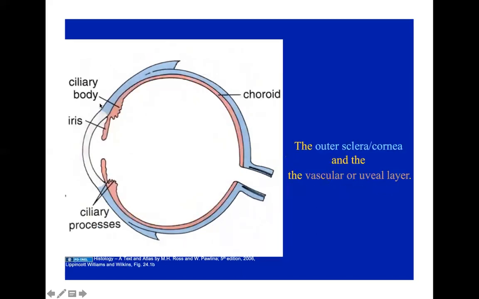Next to the outer covering, you have the vascular or middle layer, what we call our uvea. The middle layer is composed anteriorly of the iris and the ciliary body. Within the ciliary body are the ciliary muscles, and these here are called your ciliary processes. So this is the middle coat anteriorly, but posteriorly, this middle coat is continuous as your choroid.